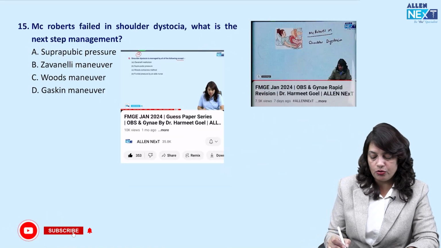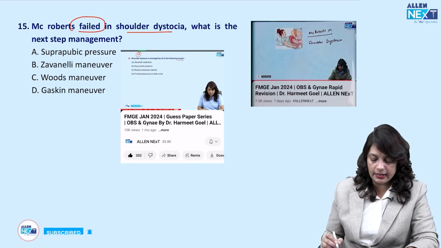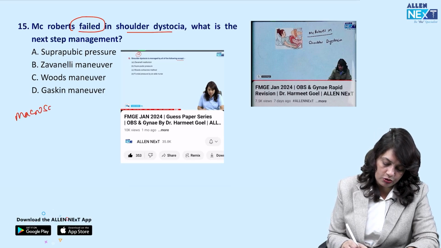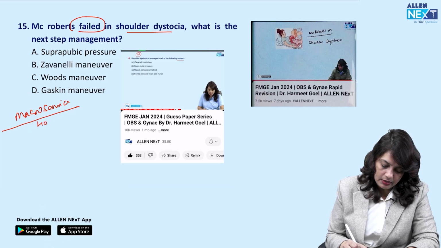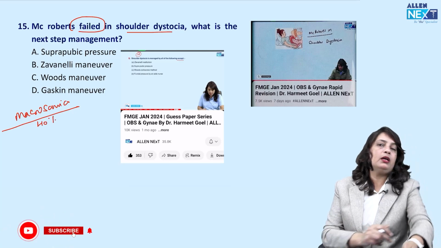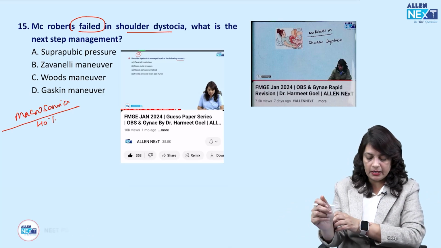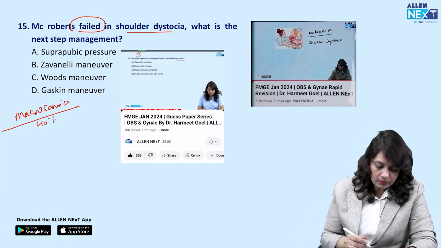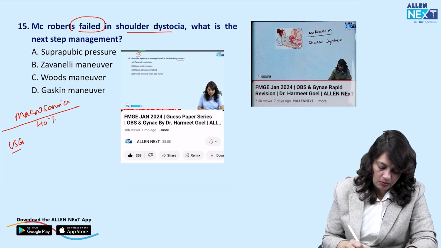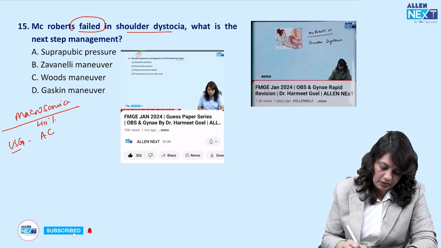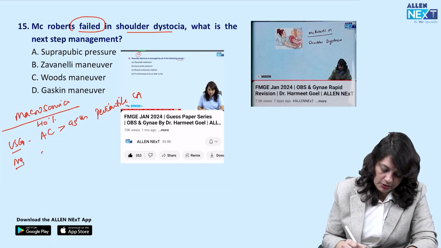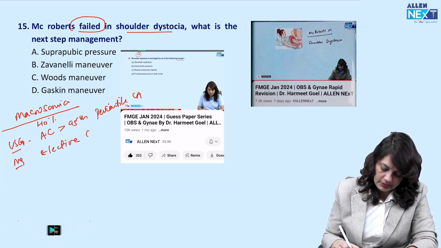McRoberts maneuver was done for shoulder dystocia and it failed. What is the next step in the management? So, shoulder dystocia occurs in cases of a macrosomic baby. Macrosomia is a fat baby, born to a diabetic mother. Because of so much hyperglycemia, the baby puts on weight. Macrosomia is diagnosed by ultrasound, that is, abdominal circumference more than 95th percentile for that gestational age, and management is usually an elective cesarean section.